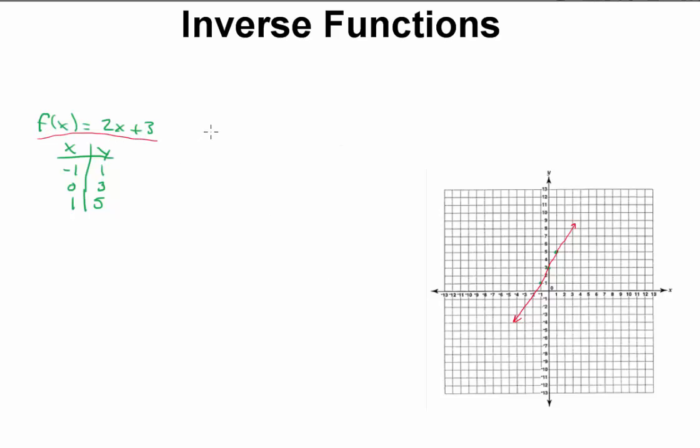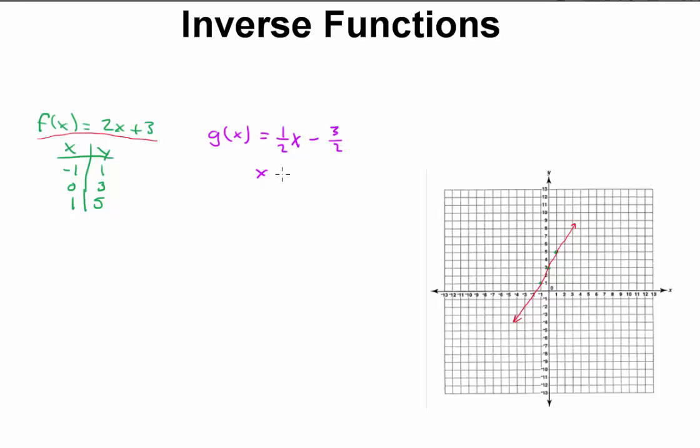I'm now going to go ahead and graph a second function, and I've already told you that this second function is the inverse of the first function here. So g of x is the inverse of f of x, and so I'm going to write this is 1/2 times x minus 3/2.